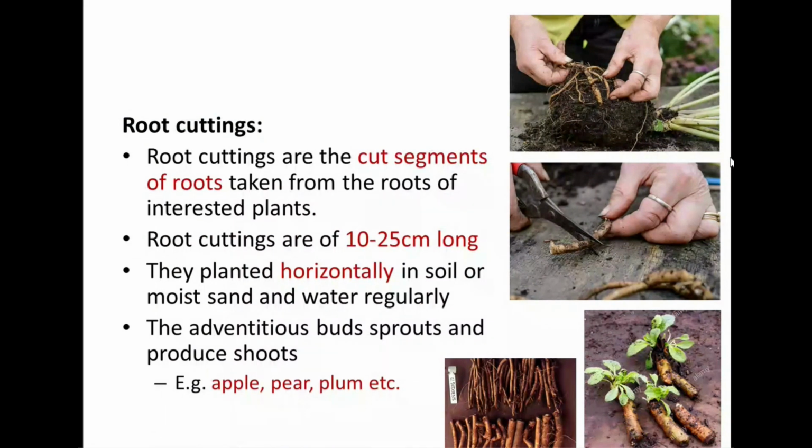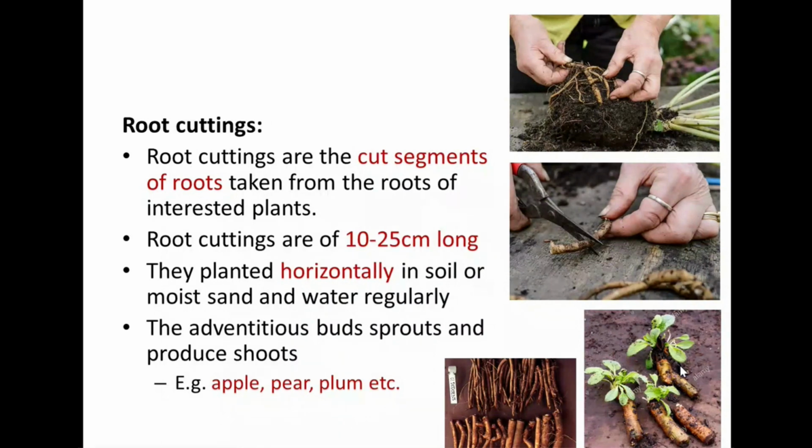The first one is the root cutting. Generally for apple, pear, and plum, if you plant these, you can go for root cutting, because root cutting will give the best result. The root has to be cut into small segments, 10 to 25 centimeters. We can observe here, we have collected roots, made them 10 to 25 centimeters long, and kept them horizontally in moist sand and water it regularly.